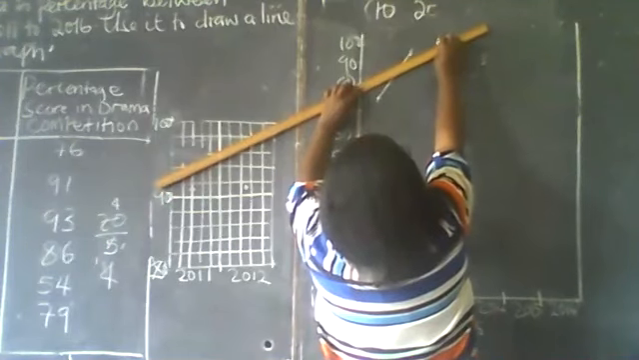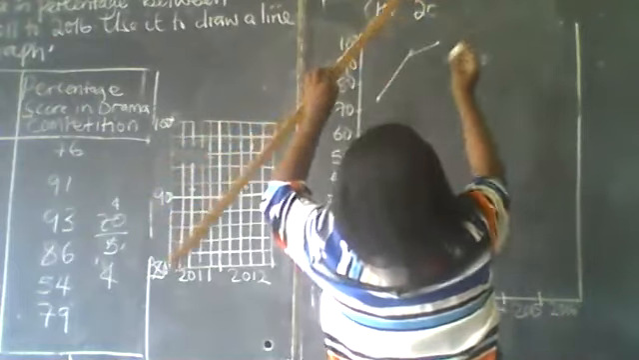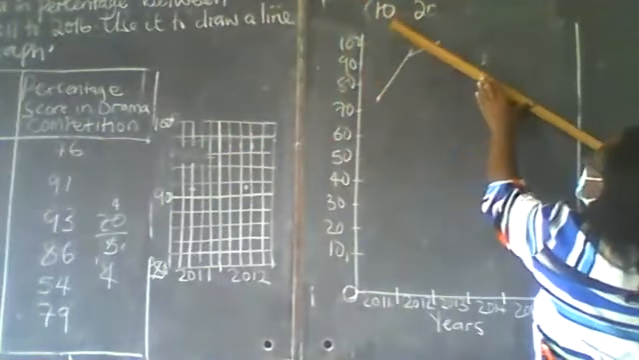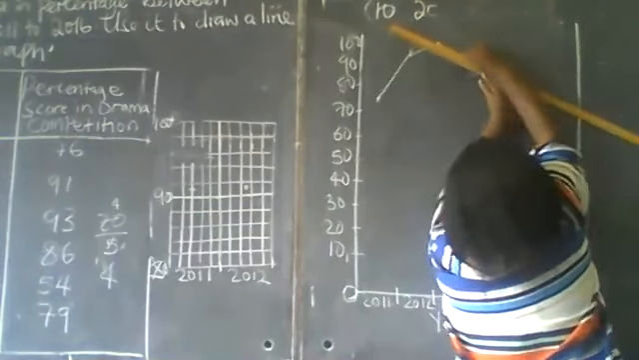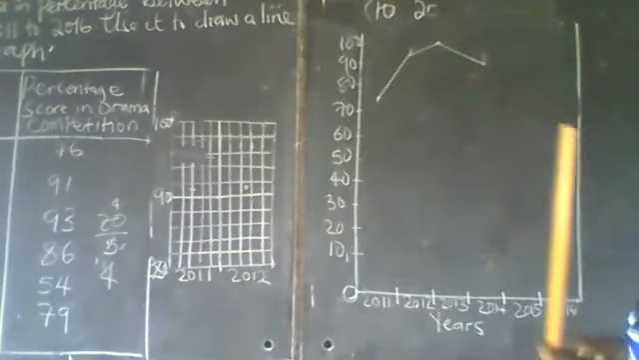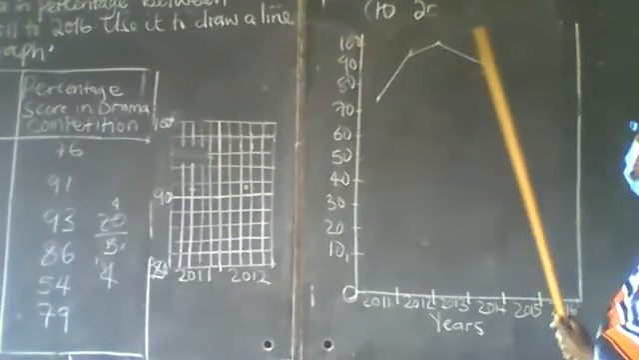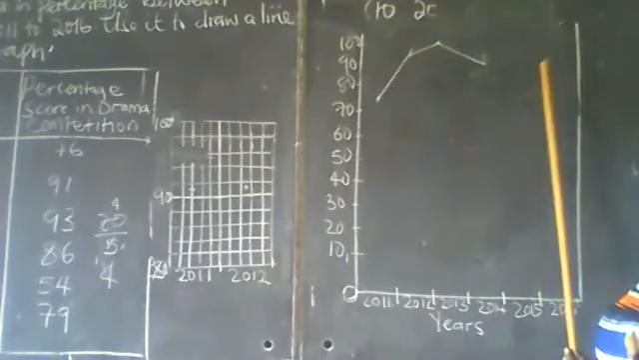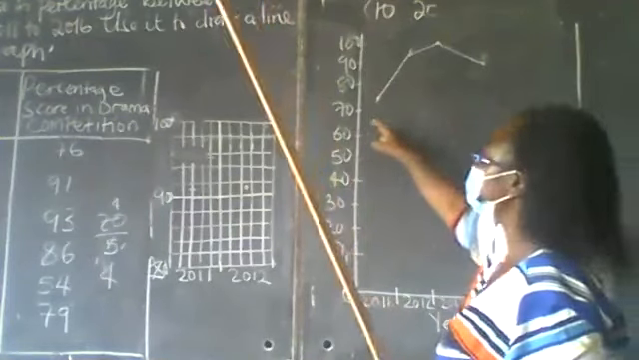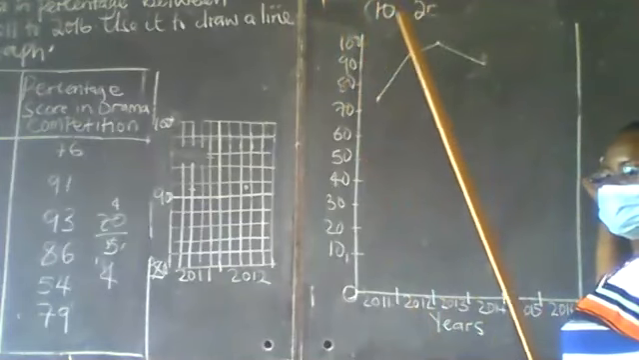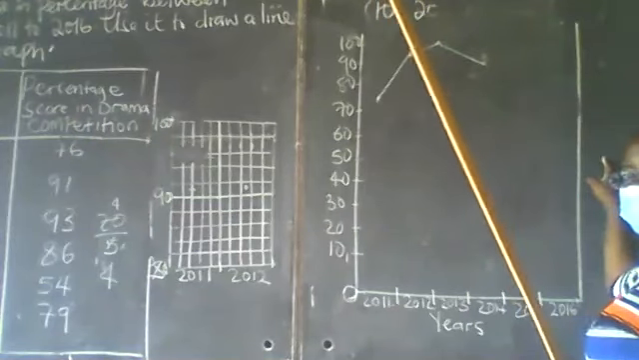I hope you are seeing what I'm using. I'm using a stick. Make sure you don't use a stick. Okay. So that is how you're going to join your points using a ruler. And please, the line should be suspended. When we say the line should be suspended, you should not connect it to the 2 vertical lines. I hope that is clear. And hence that is our line graph.